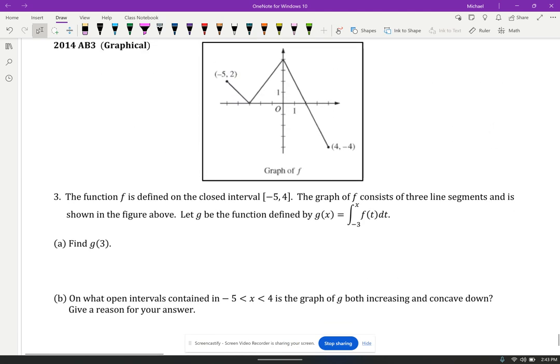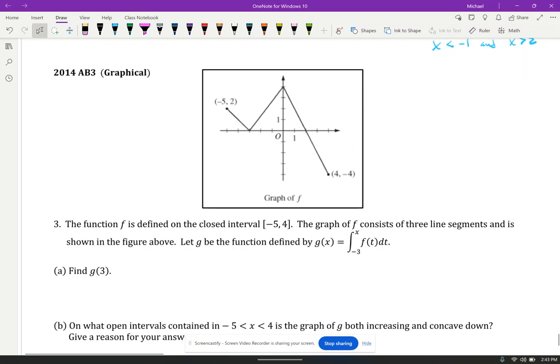Okay, so step one. Let's read what we have. We're looking at a graph. This is the graph of f. It says the function f is defined on the closed interval from negative 5 to 4. The graph of f consists of 3 line segments. I can see them, and is shown in the figure above. Let g be the function defined by the integral from negative 3 to x of f of t dt.